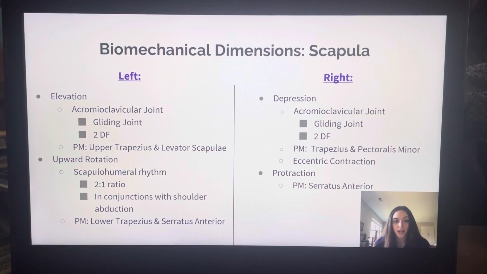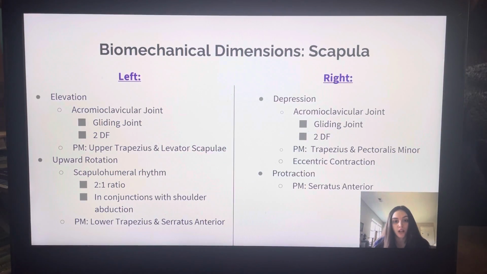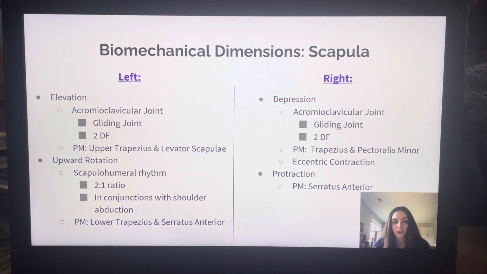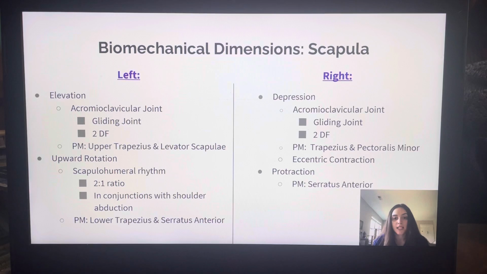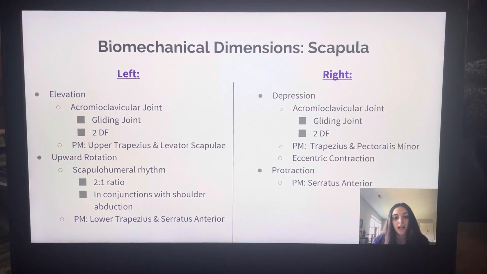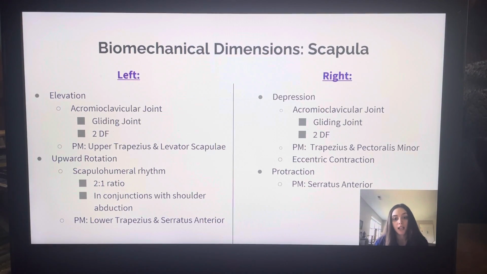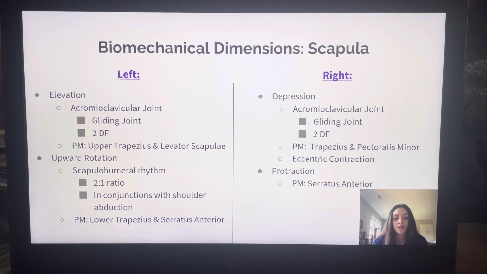On the right side, both depression and protraction are occurring. Depression is also going to occur at the acromioclavicular joint, a gliding joint with 2 degrees of freedom. The prime movers here are going to be the trapezius and your pectoralis minor, and this is an eccentric or lengthening contraction. Protraction is also going to occur via the serratus anterior muscle.